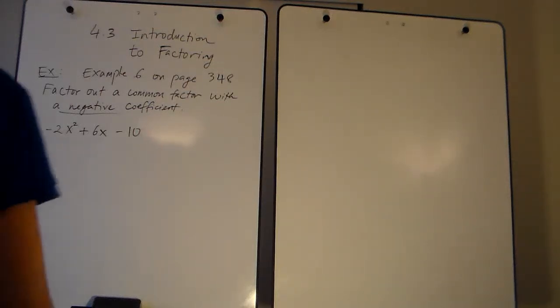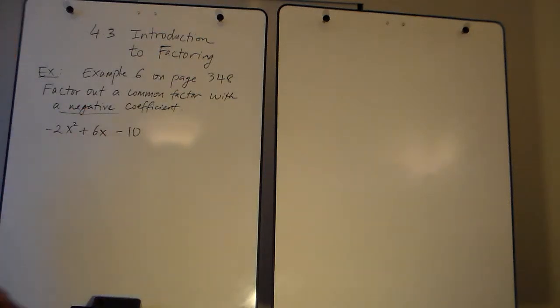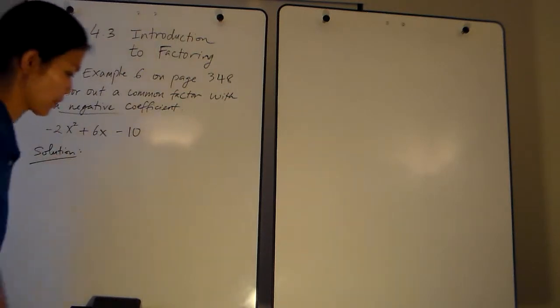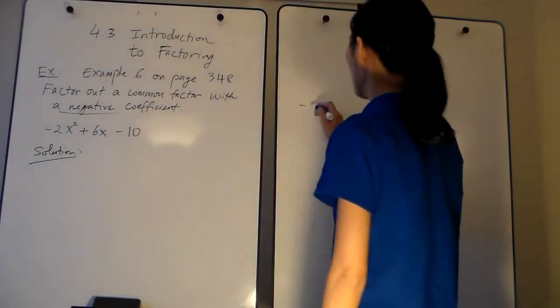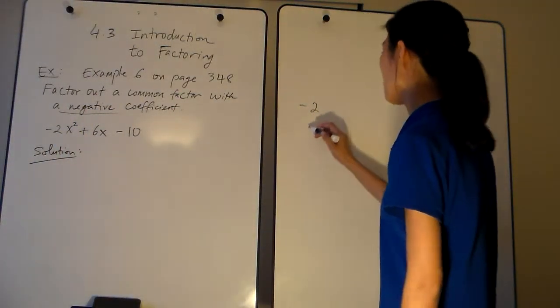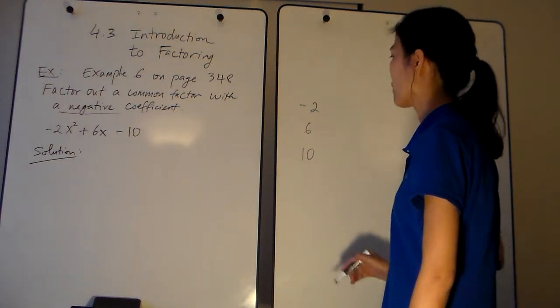Example 6 on page 348. Factor out a common factor with a negative coefficient. All right, similar to example 5, you factor out a negative largest common factor, okay? So first look around. You have 2, 6, and 10, right? 2, you can say negative 2, 6, and 10, okay?